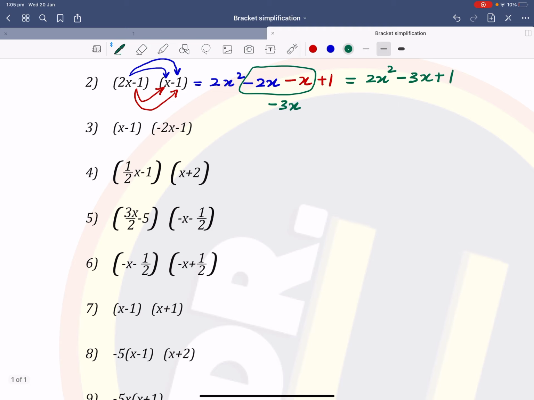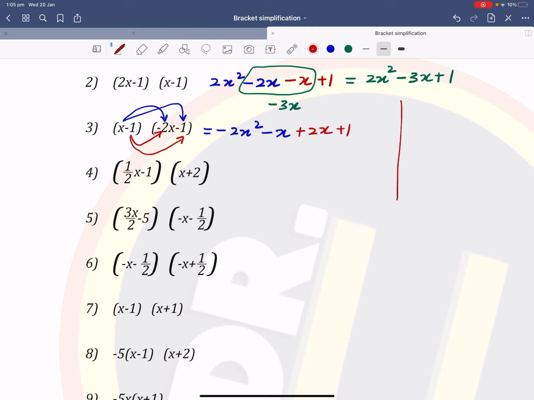Now, third question. Before I go to that, I will erase this part so that I have some space here. x is going to be multiplied with minus 2x, and that is going to be minus 2x squared. If you follow the logic I taught you, you will easily get it. Now x with minus 1 is going to be minus x. Then minus 1 with minus 2x is going to be plus 2x. Then minus 1 with minus 1 is going to be plus 1.